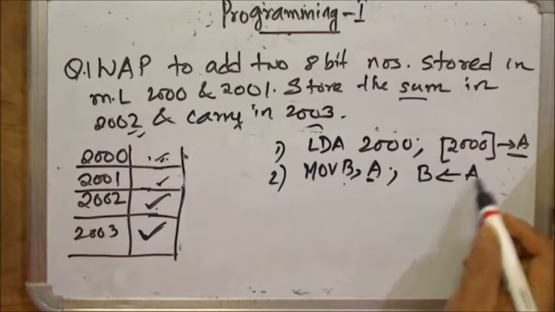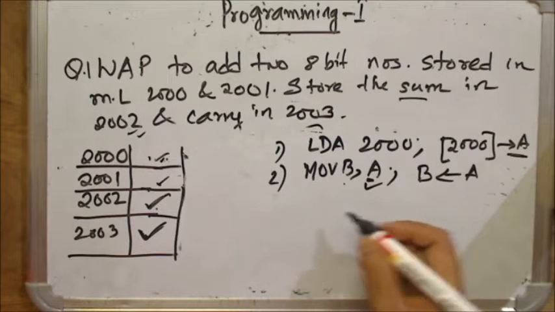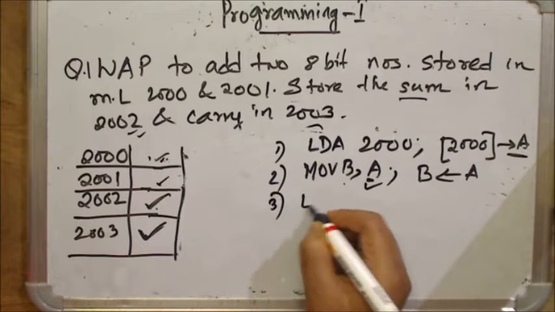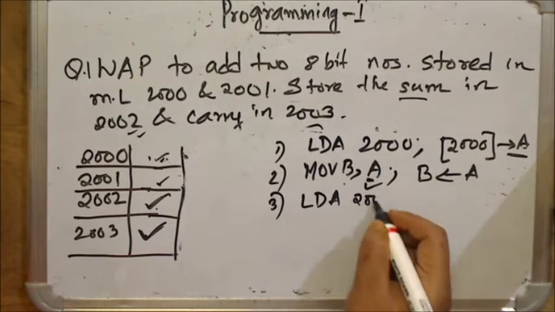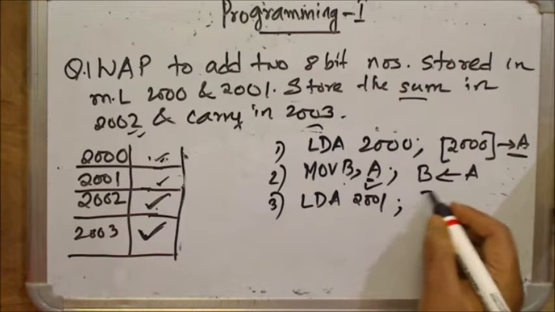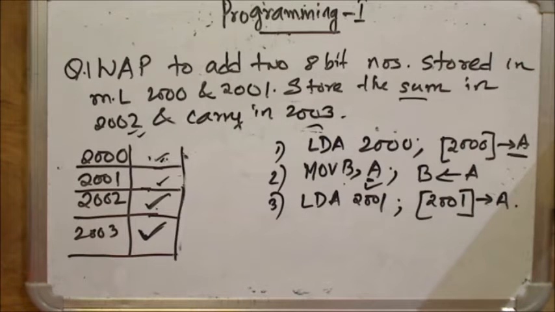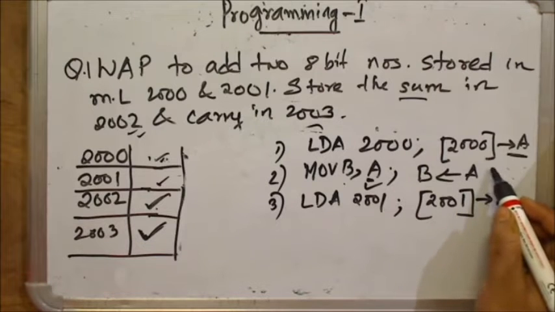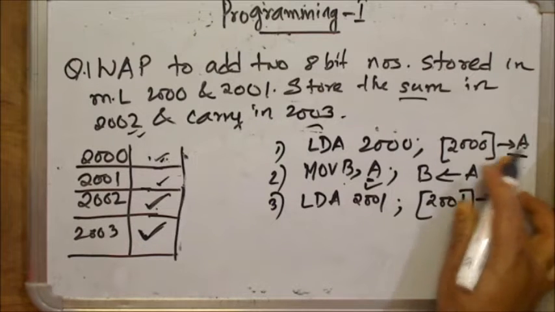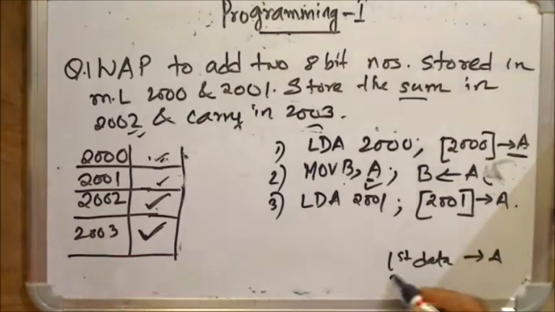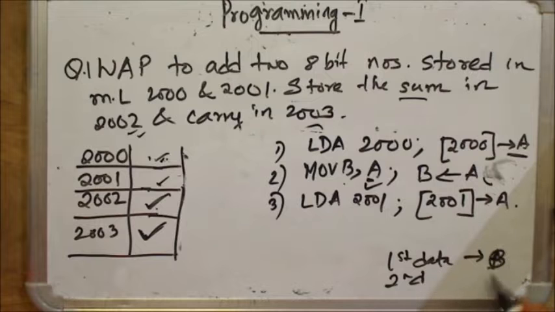So our A becomes free, and we can copy some other data into A. Now in the third instruction, what to do? LDA 2001. Whatever data was there in 2001 will go to the accumulator. Understood? So where is our first data? The first data is in B and the second data is in A.